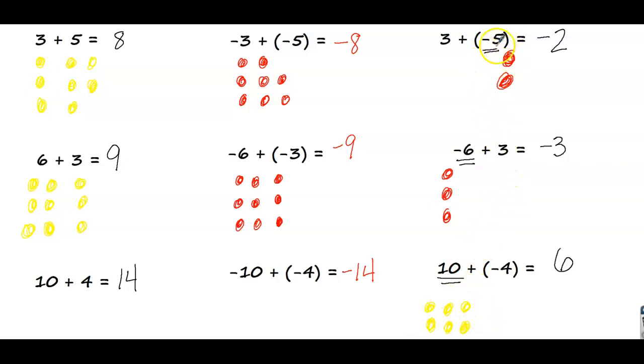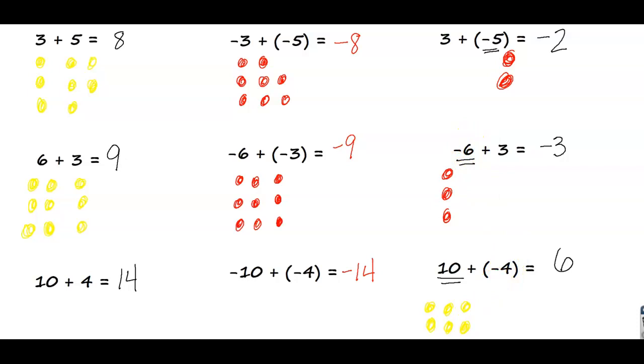So you can do these problems by subtracting the smaller number from the bigger number, and then whatever one was bigger, that determines the sign of your answer. Okay? The bigger number determines the sign. It tells you what you're going to have left over. Clearly, if you're going to remove 4 pairs from here, what's going to be left over? Positives. If you're going to remove 3 pairs from here, what's going to be left over? Negatives.